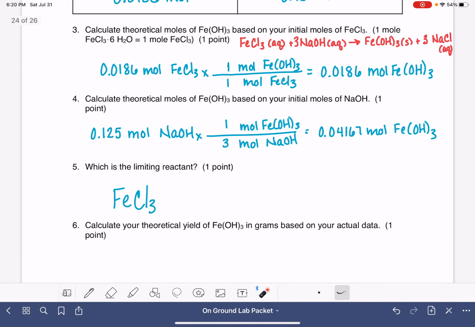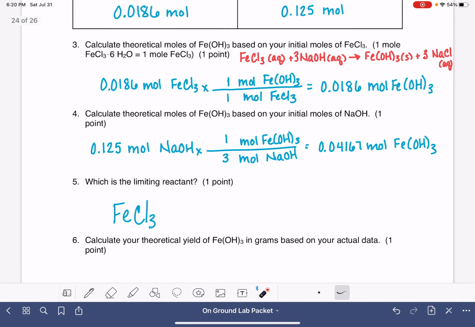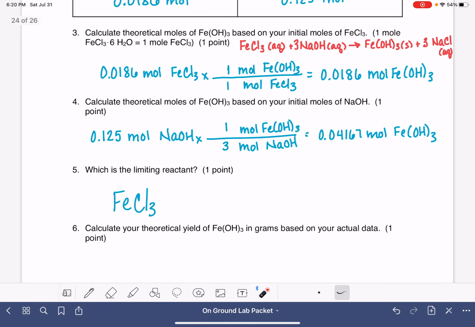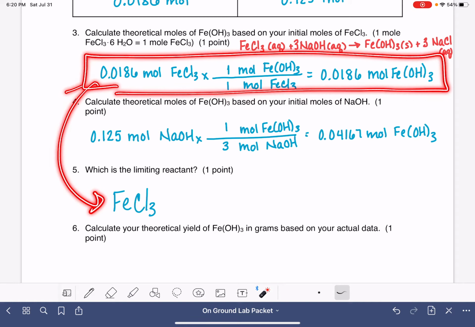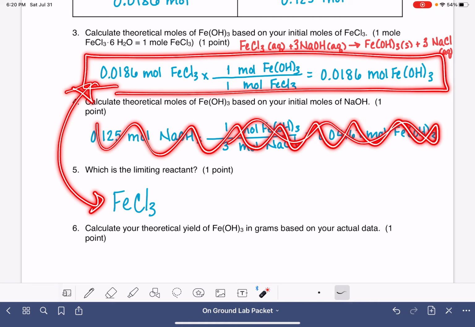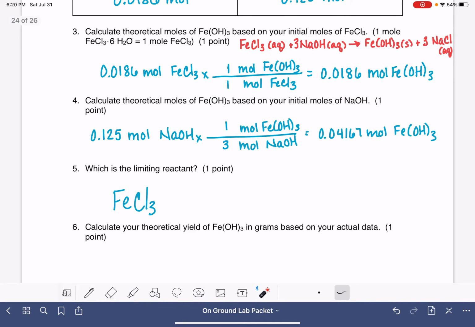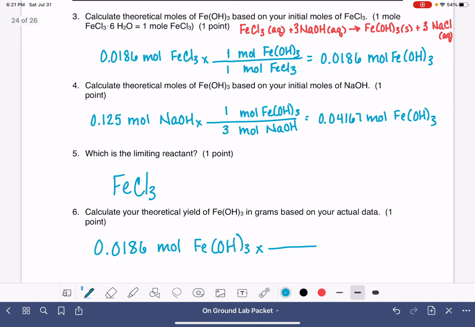So then we are going to calculate our theoretical yield in grams based on our actual data. To do that, we are going to focus on the theoretical moles that come from the limiting reactant. So we want to be ignoring all of this stuff right here because it's just a bunch of lies. We want to take the smaller amount of moles of FeOH3. For me, it was this 0.0186 moles of FeOH3, and we want to convert that into grams using a mole to gram conversion.